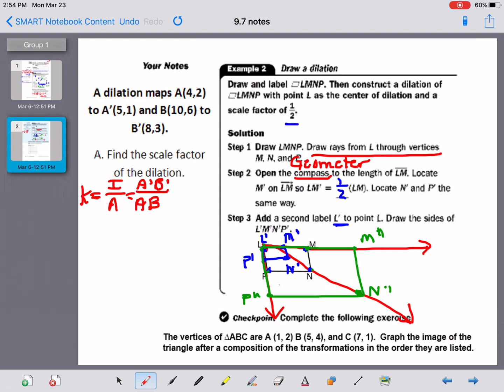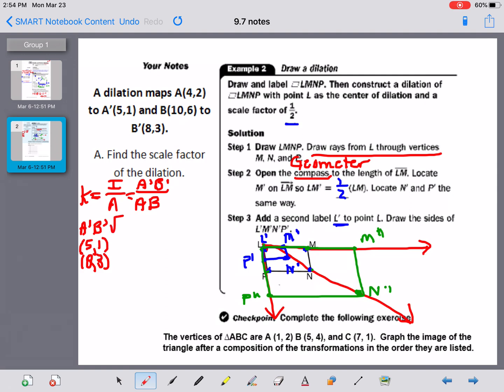Well, A prime B prime is a segment, and every segment has a length, so if I can find the length of A prime B prime, or the length of AB, I can find some numbers to replace those with. So how do I find the length of A prime B prime? Well, one of our favorites, the distance formula. So let's find A prime B prime, and A prime is (5, 1). B prime is (8, 3). So let's find the distance between those two points.